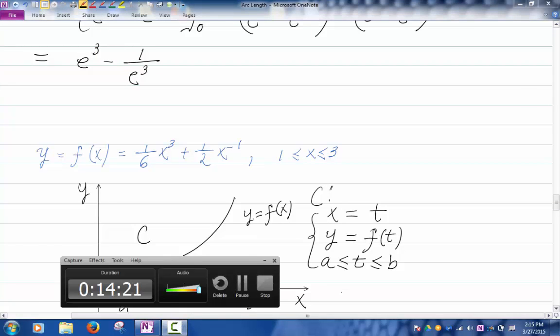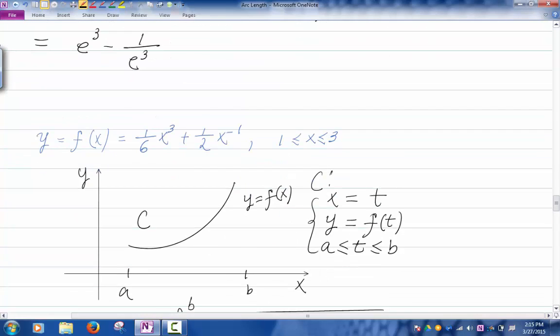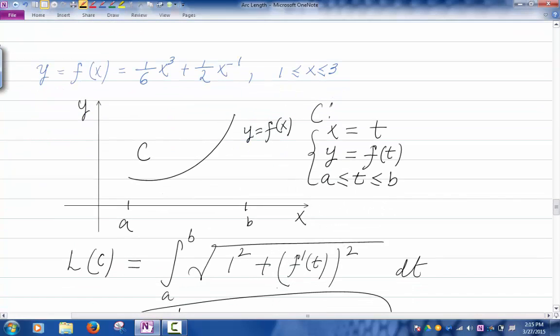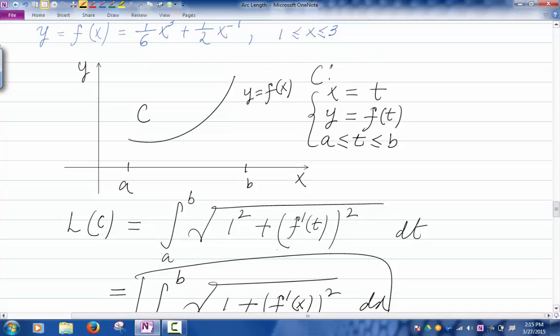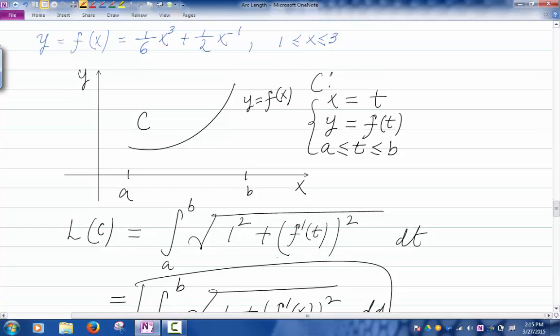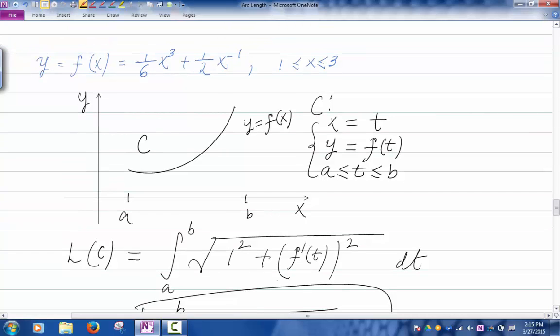Okay, so let's look at the second problem that I want to do. We actually looked at this problem last time as well. We just didn't do this. If you have the graph of a real valued function f of x, what's the length of that curve if x is going from a to b?